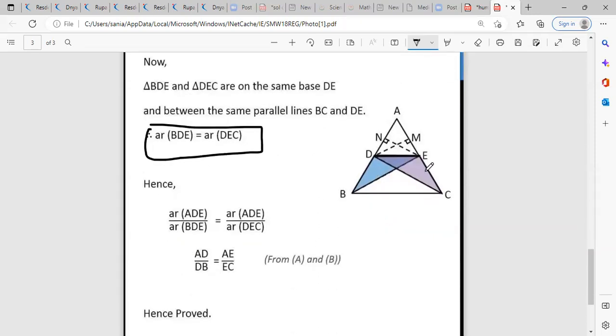Right? So these two areas are equal. Why are these two equal? Because they are on the same base, plus this is the parallel line between the two parallels. Yes, same parallels, right?